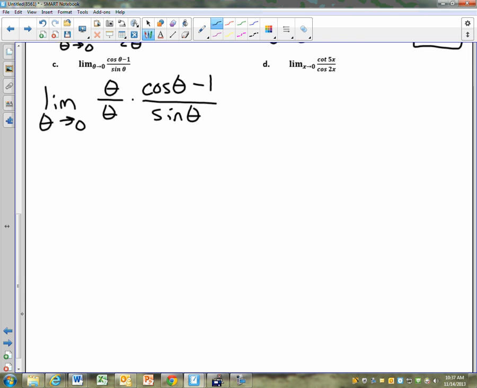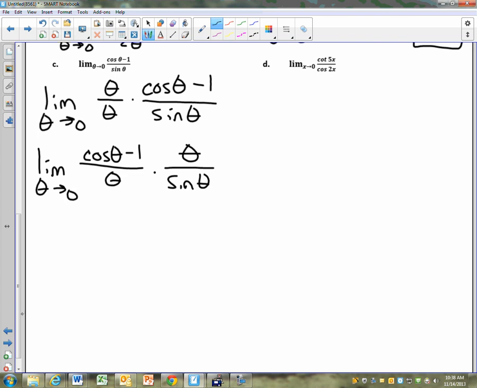Is it okay to do that? So now what I'm going to do is I'll just rearrange it so we see it so clearly. The limit as theta goes to 0 of cosine of theta minus 1 over theta times theta over sine of theta. Very good. The limit of this is, and you get, isn't that cool?